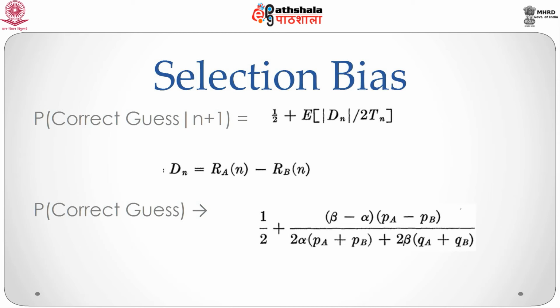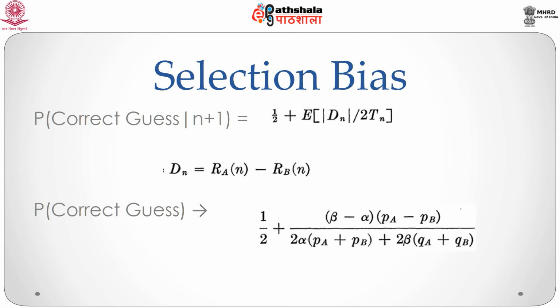In this case, it is possible to show that the probability of a correct guess of treatment assignment at stage n plus 1 is equal to half plus expectation of mod D_n by twice T_n, where D_n is equal to R_AN minus R_BN. By an application of the dominated convergence theorem, it is possible to show that the probability of a correct guess is half plus (beta minus alpha) into (P_A minus P_B) by (twice alpha (P_A plus P_B) plus twice beta (Q_A plus Q_B)) in the limit.